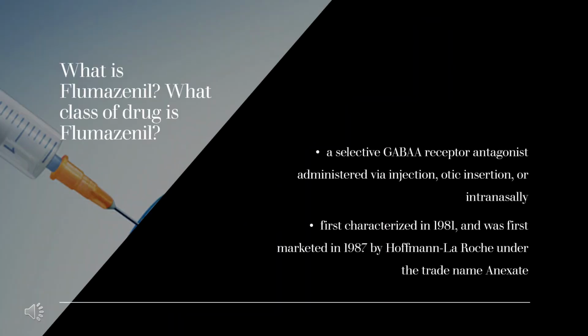What is Flumazenil? What class of drug is Flumazenil? Flumazenil is a selective GABA receptor antagonist administered via injection, otic insertion, or intranasally. Therapeutically, it acts as both an antagonist and antidote to benzodiazepines through competitive inhibition. It was first characterized in 1981 and was first marketed in 1987 by Hoffmann-La Roche under the trade name Anexate. However, it did not receive FDA approval until December 20, 1991.